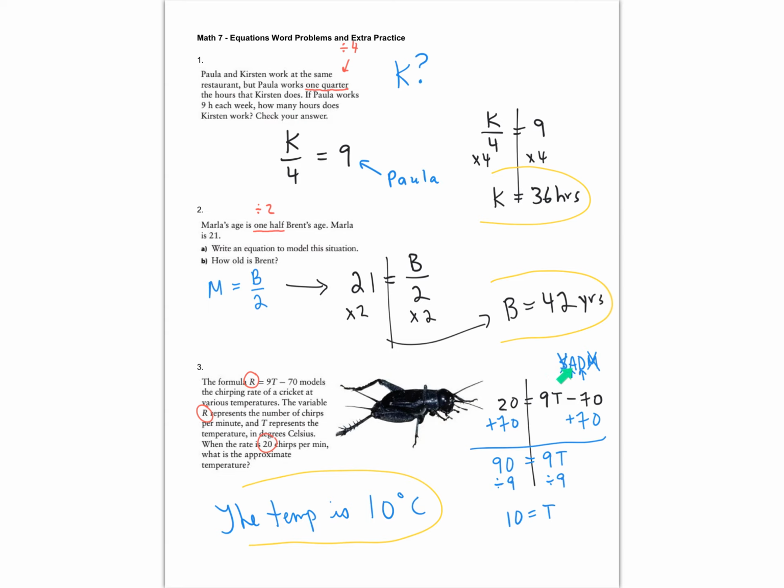So if we write SADM, in this equation, we look where the letter is. Okay, there's the variable. It's on the right-hand side here. What's happening? We have multiplication, and we have subtraction. So that means left to right, we're going to add first, then divide. So plus 70 to both sides, and then divide both sides by whatever's in front of the variable, this numerical coefficient. So this is 9 times t, so I'm going to divide both sides by 9, and I get 10. So the temperature is 10 degrees Celsius.